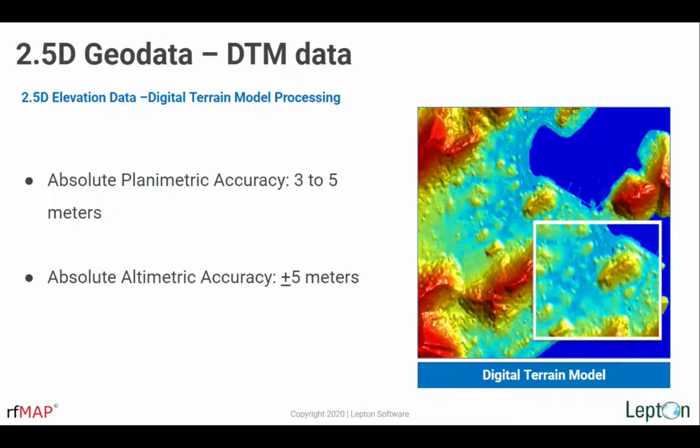Apart from these two layers, we do have a DTM layer in our offering with the 2.5D map package. DTM will obviously be the height information for the bare earth surface. The planimetric accuracy that we are offering with this particular layer is between 3 to 5 meters, and the altimetric accuracy will be plus minus 5 meters. It will be a raster file, and it will come along with the clutter height and clutter layer.